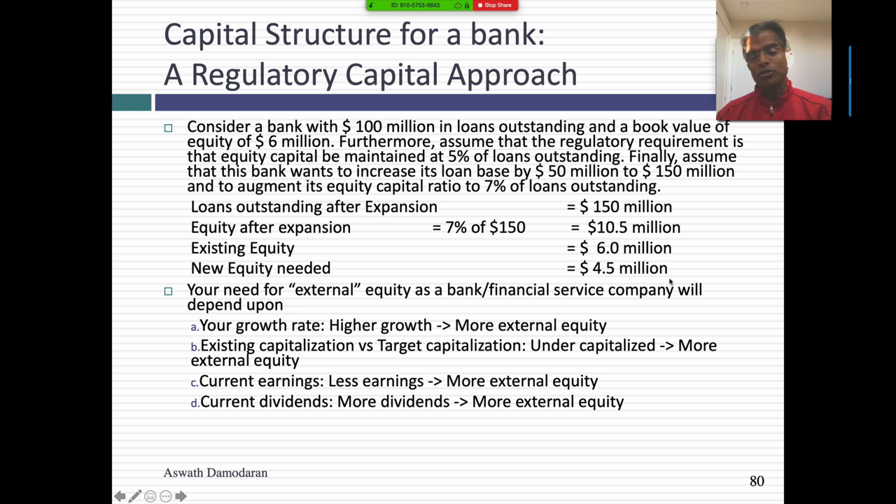So once I get this new equity, I'll have to figure out how much net income this bank will have and how much it plans to pay in dividends, and then tell the bank how much additional equity it might have to raise. So with banks, rather than ask the question, do I have too much debt or too little debt, the question you've got to ask is, do I have too much equity or too little equity? And for once, you're talking about book equity.